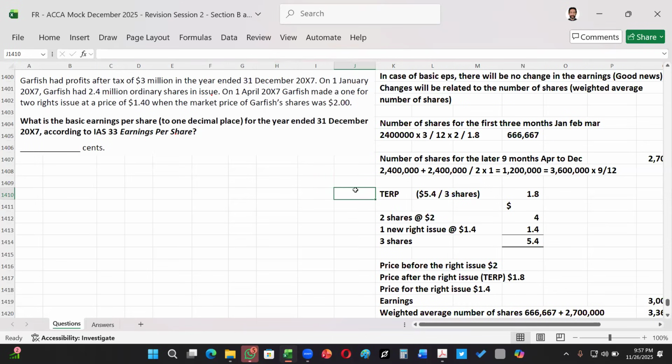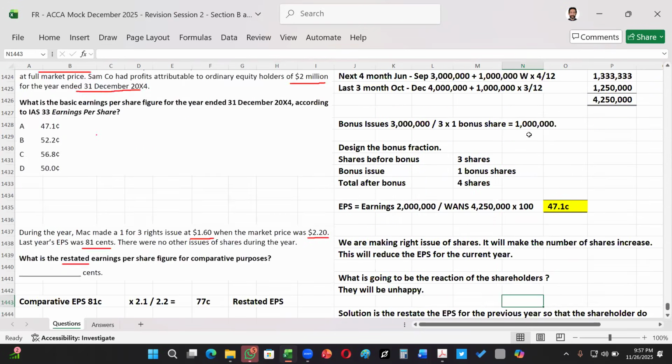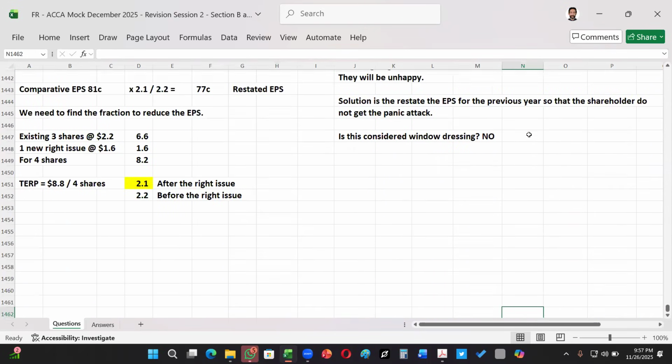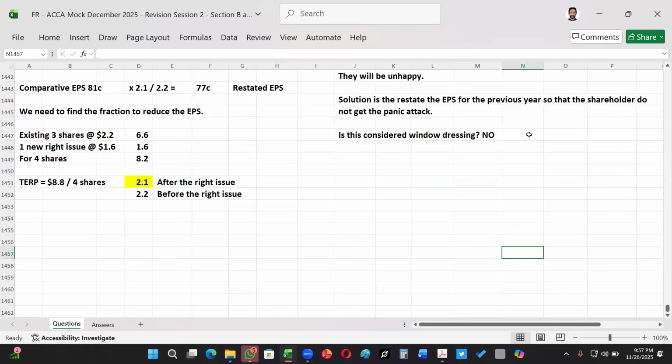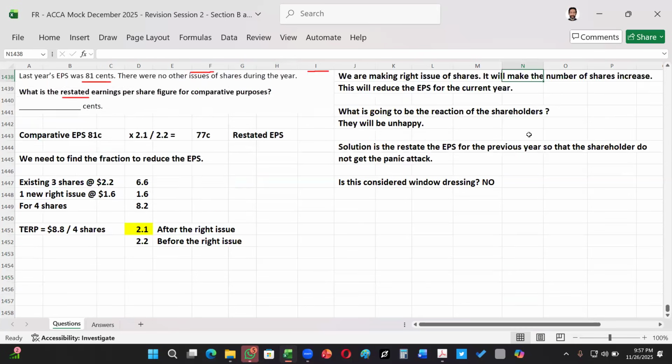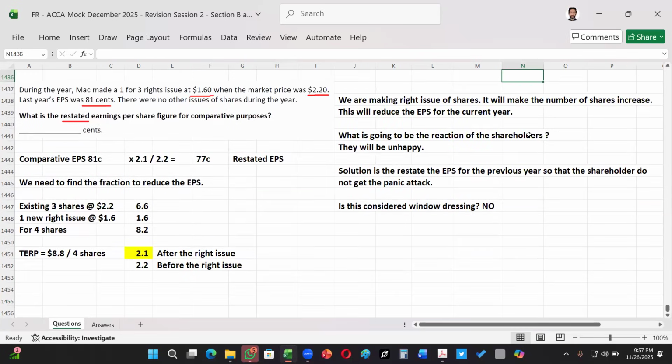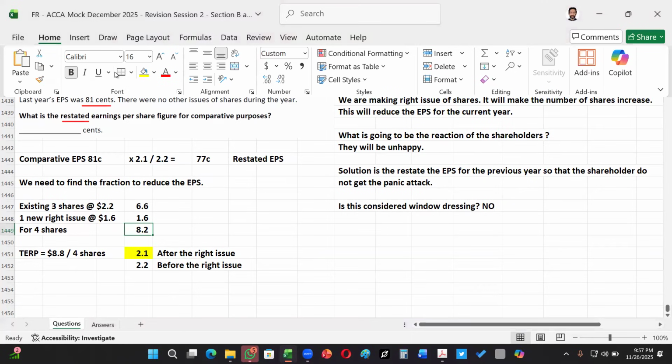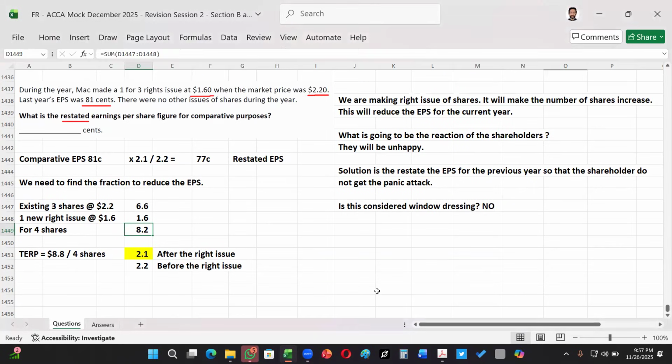When to use which fraction, you need to know what you want to achieve. Here we wanted to achieve the increase in number of shares, and in this case we wanted to reduce the EPS for the previous period. Okay, and I wrote the whole thing for you so that you understand the rationale behind it. Okay, we could just write it here. Yes, sir.